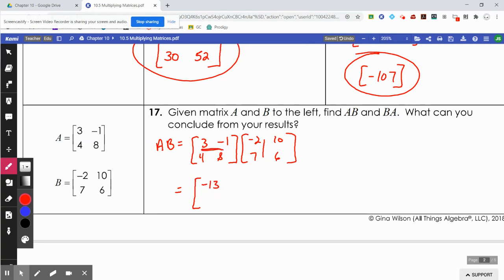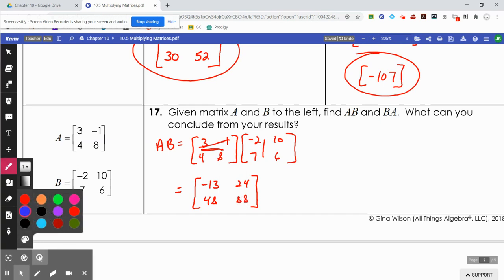First row, second column would be a 30 minus 6, which is 24. Move on to the second row, 4 with negative 2 and 8 with 7, that's a negative 8 and a 56, which gives you 48. And then second row, second column is 40 and 48, which is 88.